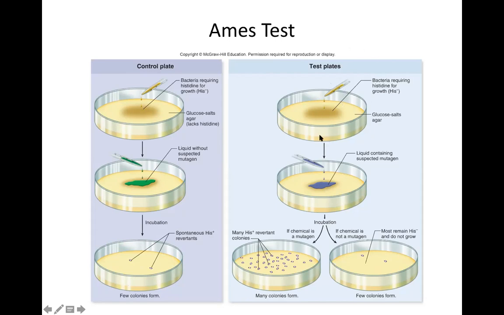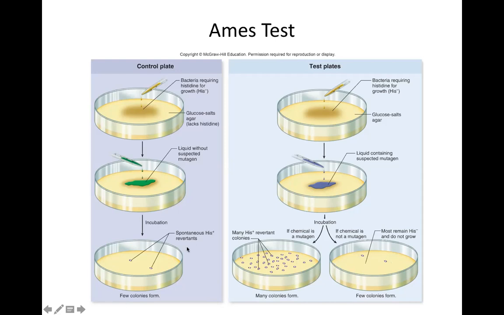Again, you have your minimal media plate, you have your bacteria that can't grow without histidine, you add your suspected mutagen. This would also be the point where you add your liver enzyme extract, if you're doing that, which would give you a little bit more of an accurate picture. And then you incubate them. And here, you see if the chemical is a mutagen, you have a lot of colonies that grow. You induced a reversion in a lot of those Salmonella bacteria that couldn't grow before. If it's not a mutagen, you see here that you just have a couple colonies that grow.